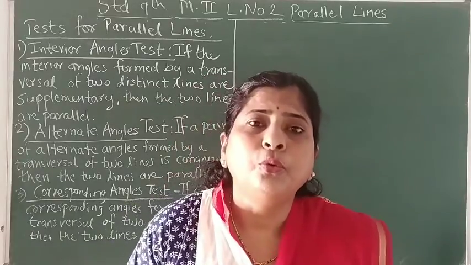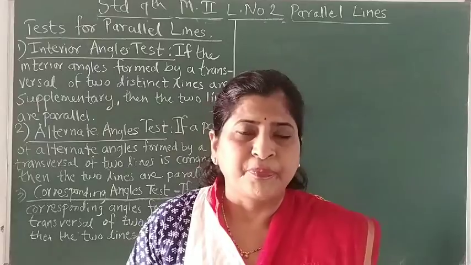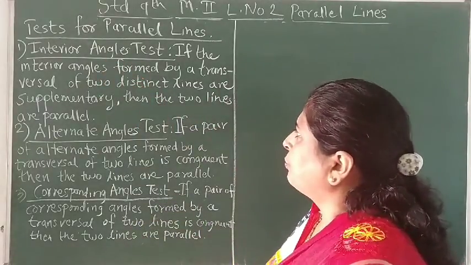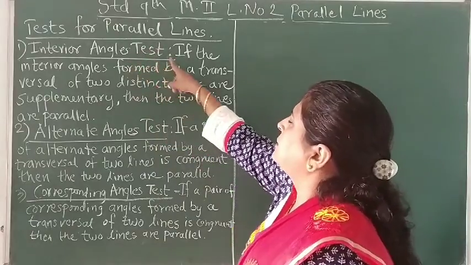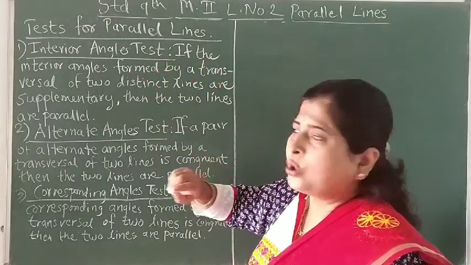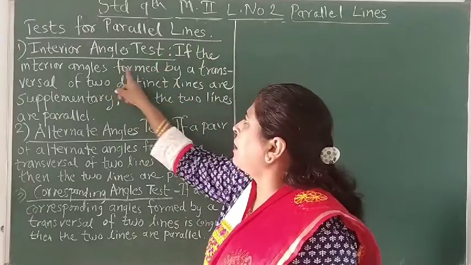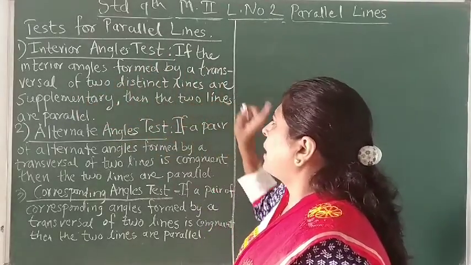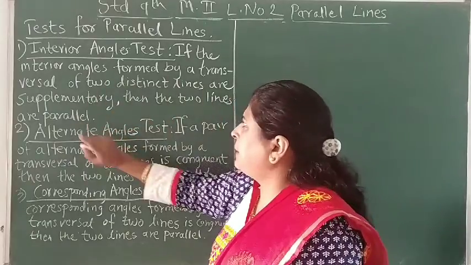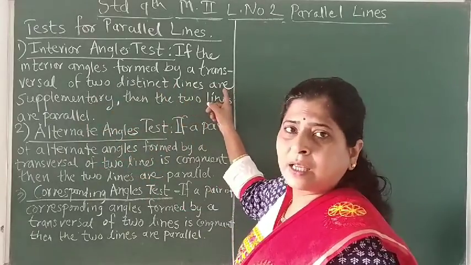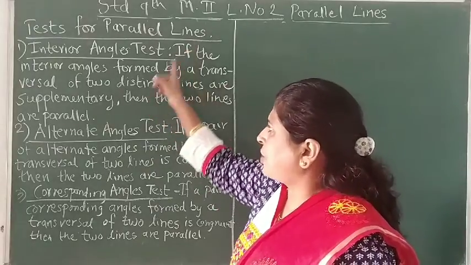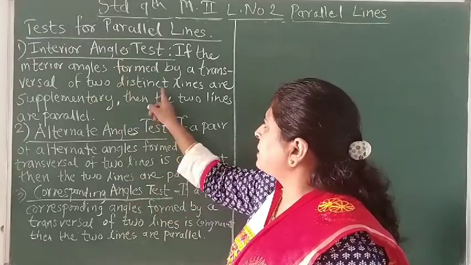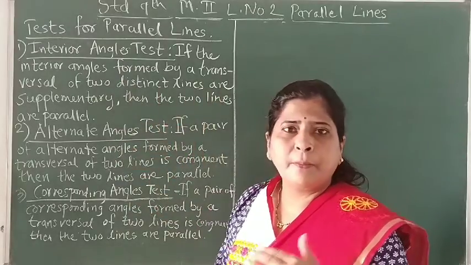These are the tests for deciding whether two given lines are parallel or not, and we are going to prove them one after the other. Let's read the first test, the interior angles test. The statement says that if the interior angles formed by a transversal of two distinct lines are supplementary, then the two lines are parallel.